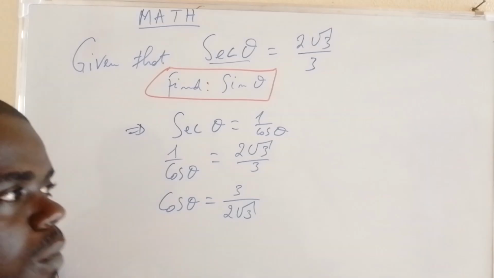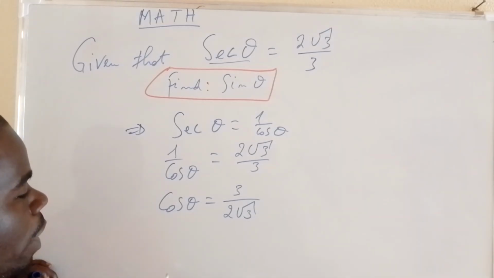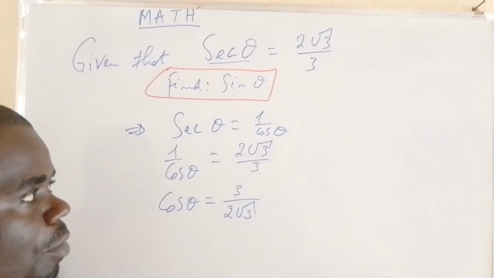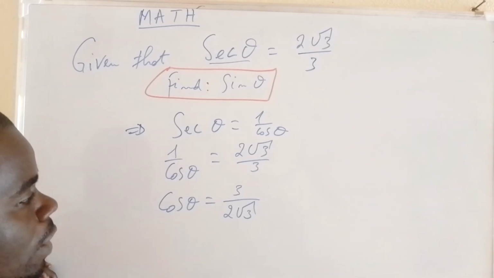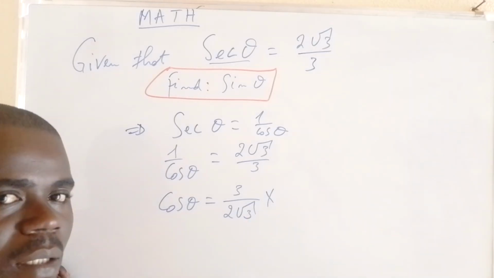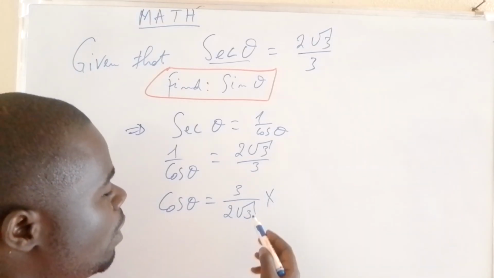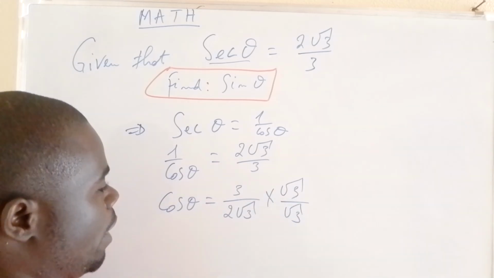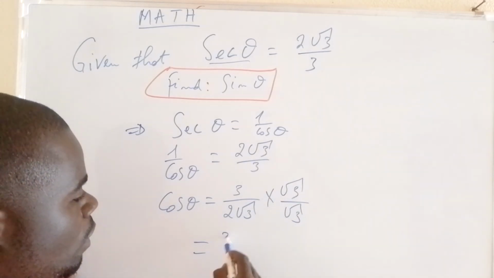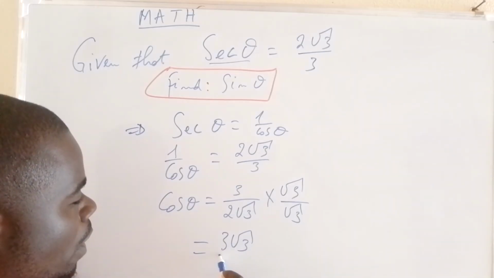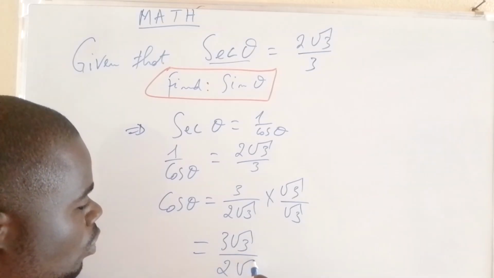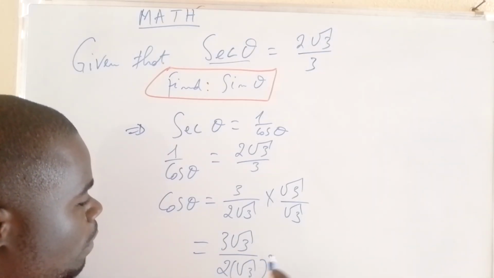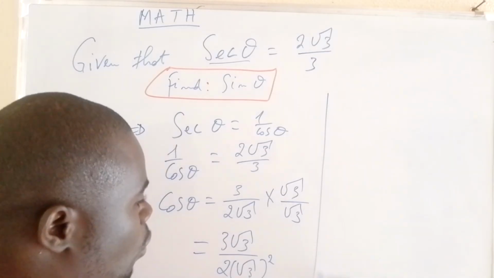Now, after getting this, we can find this angle theta. But before we find this angle theta, we can rationalize this number. When we rationalize, we multiply by root 3 over root 3, and this is equal to 3 root 3 over 2 root 3 squared. And this one will be equal to what?